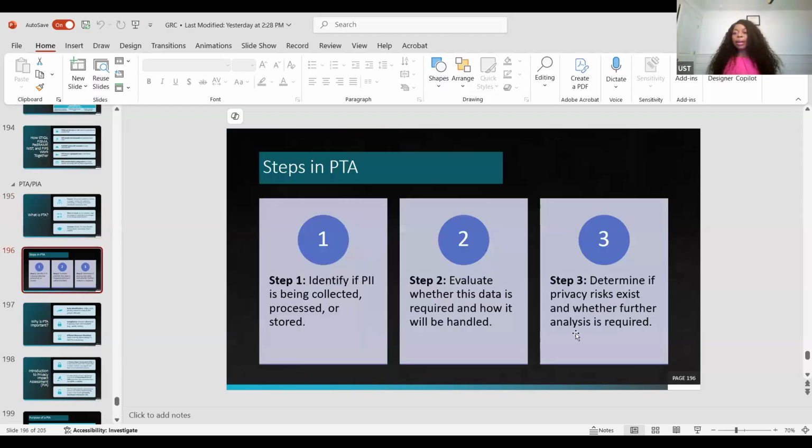So what are the steps in PTA? First, you want to identify if PII is being collected, processed, or stored. You also want to evaluate whether this data is required and how it will be handled. And that's why I told you, when you are collecting users' information, you want to first of all identify why you need that, right? And the third aspect is to determine if privacy risks exist and whether further analysis is required.